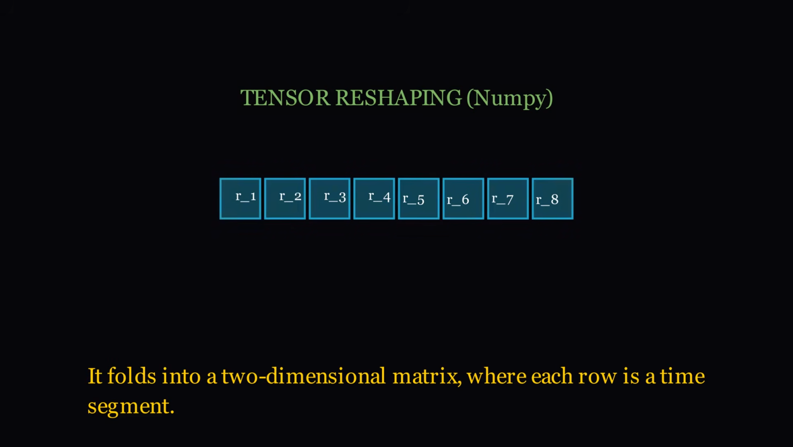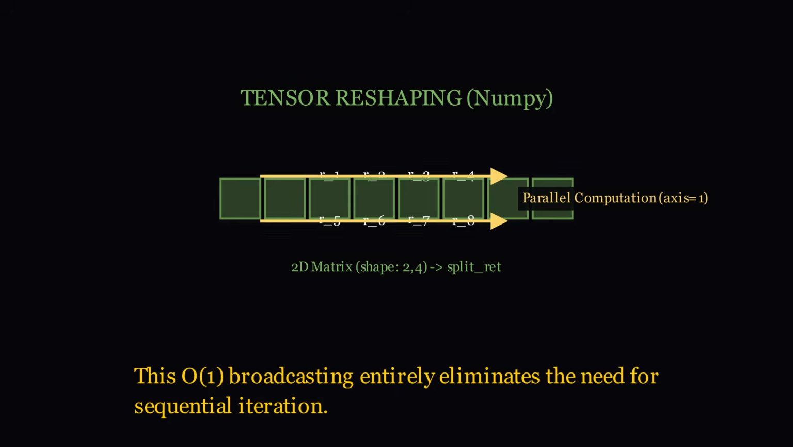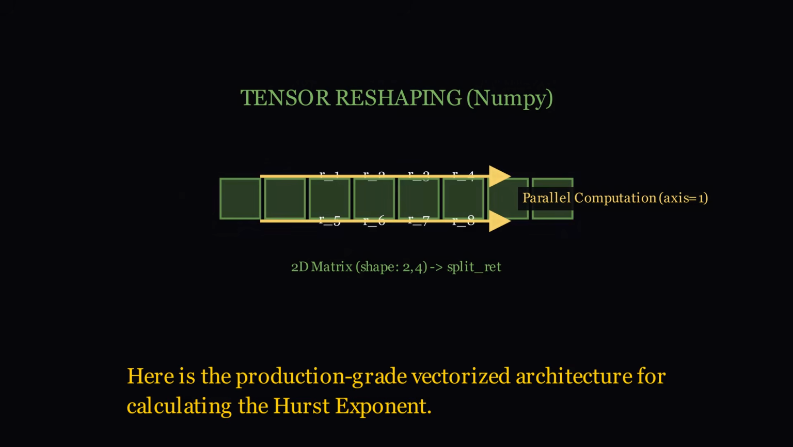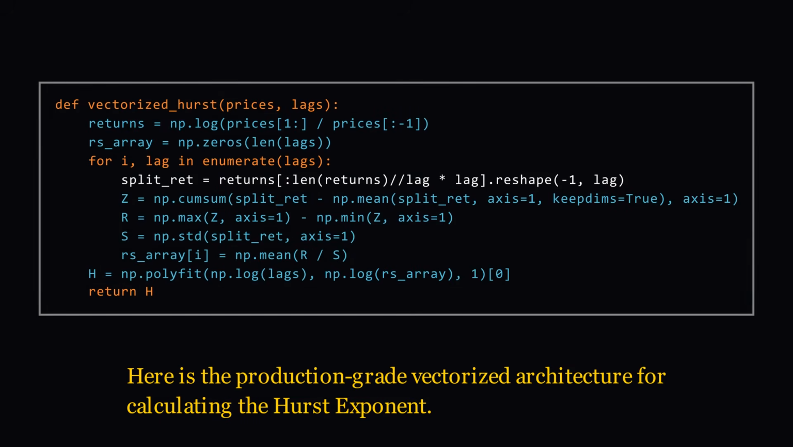It folds into a two-dimensional matrix, where each row is a time segment. We then apply operations, like the cumulative sum, across the horizontal axis in parallel. This O(1) broadcasting entirely eliminates the need for sequential iteration. Here is the production-grade vectorized architecture for calculating the Hurst exponent.